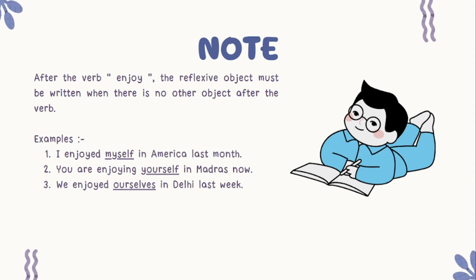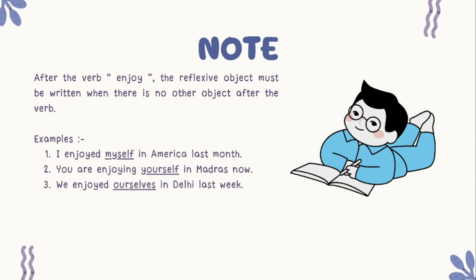So what is the rule? After the verb enjoy, an object must be written. When there is no object, write the reflexive pronoun of the subject in the place of the object. Here, I is the subject. What is the reflexive pronoun of I? Myself. It is written in the place of the object.